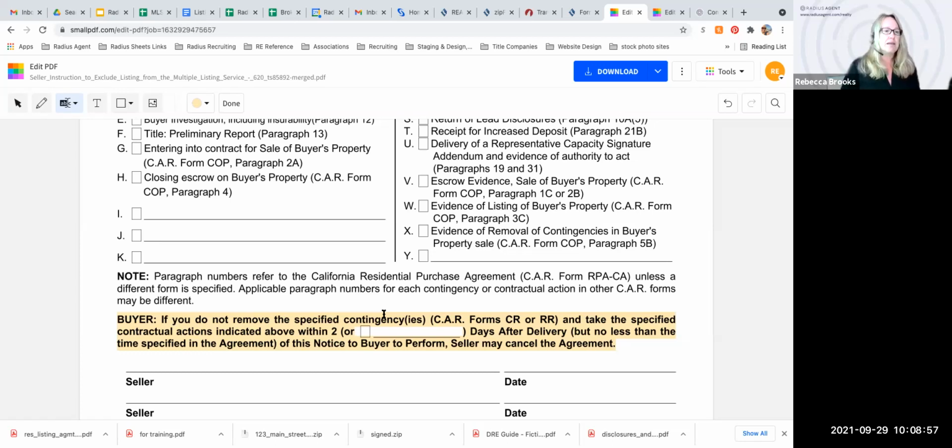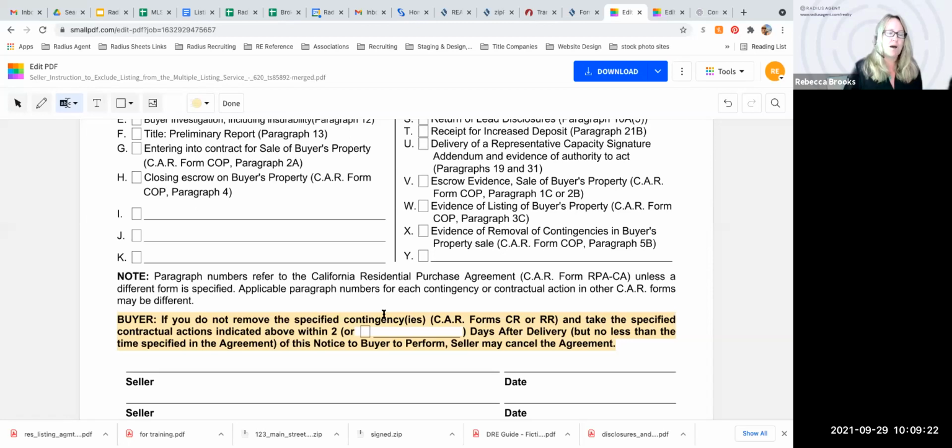So yes, the buyer is definitely within their rights to cancel. Say the buyer goes ahead and perhaps can't get the loan that they thought they were going to be able to get, and so unfortunately can't remove their loan contingency. They cancel the contract. They still have that contingency in effect, and the seller is upset.